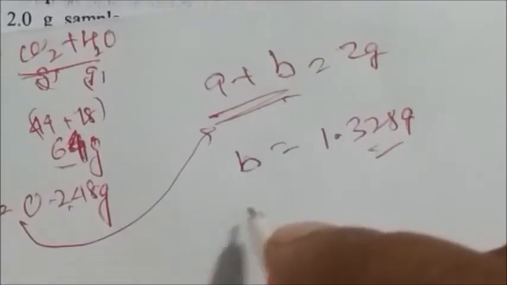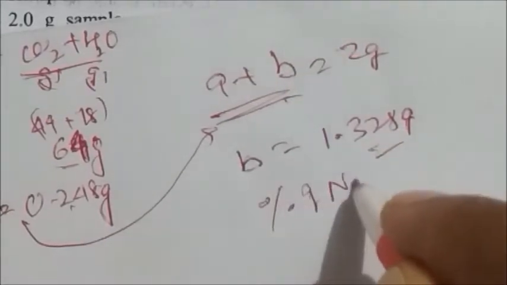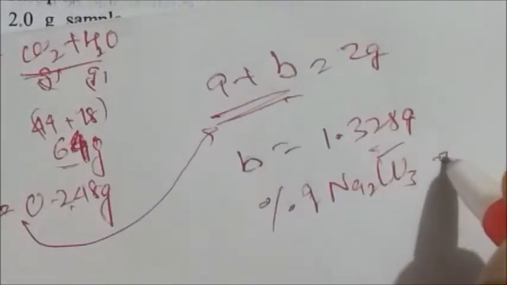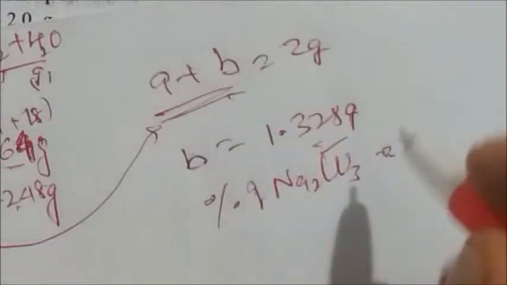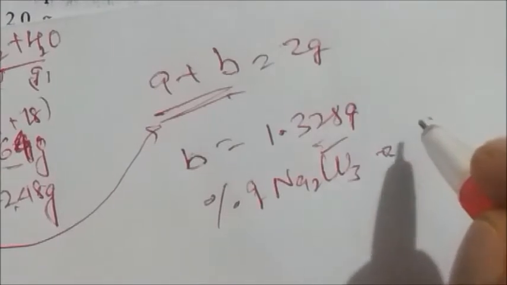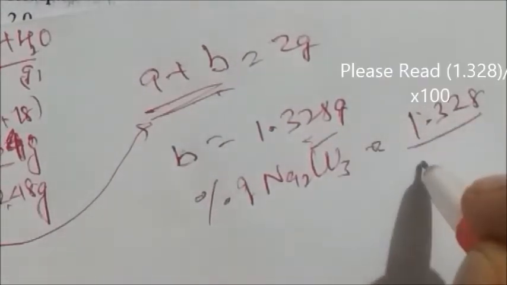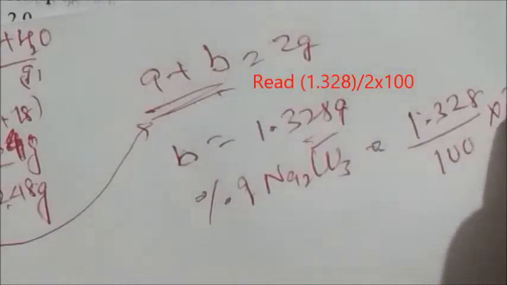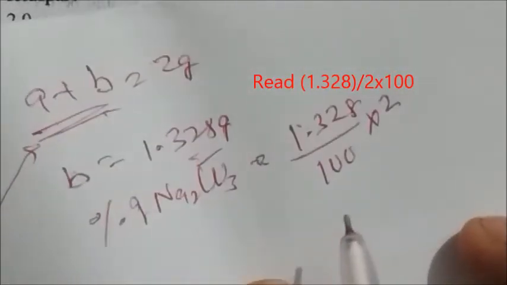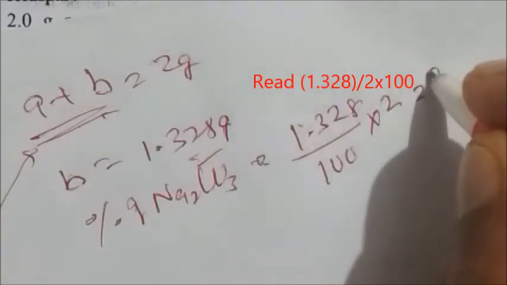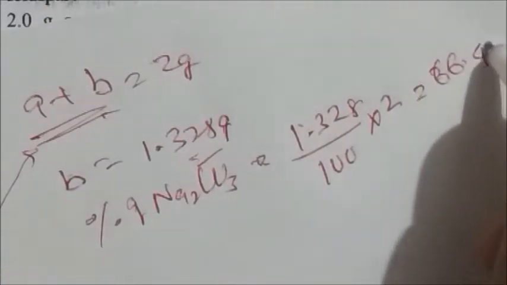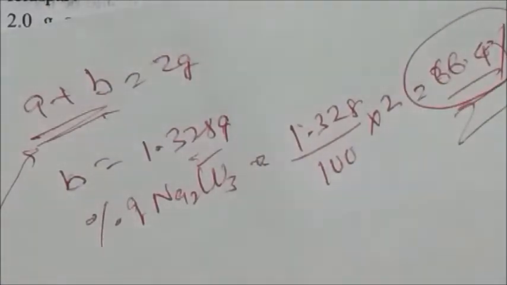So in this way, if you find the percentage of Na2CO3, on solving, you will get 1.328 divided by 100 into 2. If you solve it, this becomes 66.4%. So this is our answer.